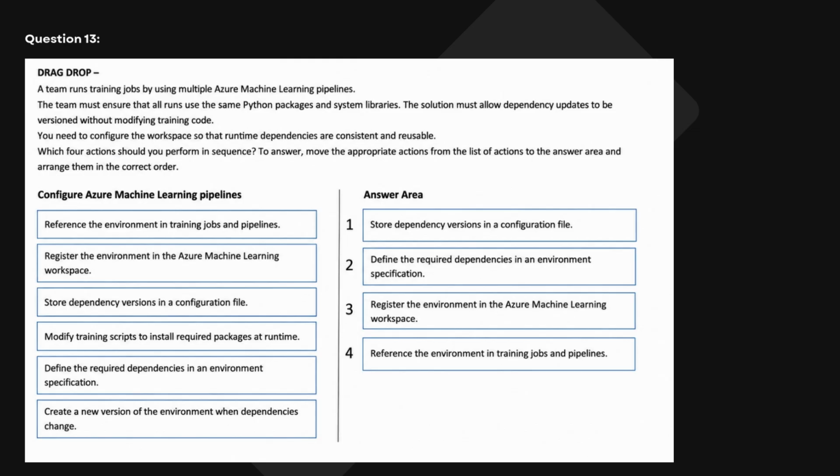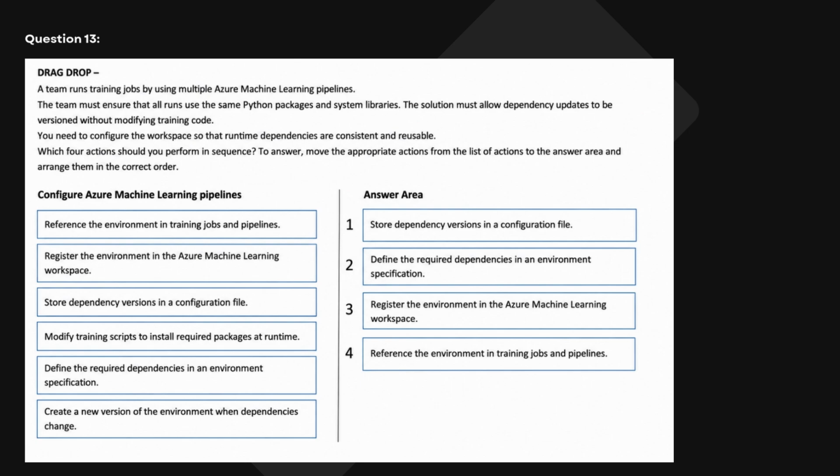Here's why. The requirement is to ensure consistent and reusable runtime dependencies across Azure Machine Learning pipelines while allowing versioned updates without changing training code. The correct approach follows the standard Azure ML environment lifecycle. A. Store dependency versions in a configuration file. This captures exact package versions so environments can be reproduced and updated in a controlled way. B. Define the required dependencies in an environment specification. This is where you formally declare Python packages and system libraries using a Conda or Docker-based environment definition.